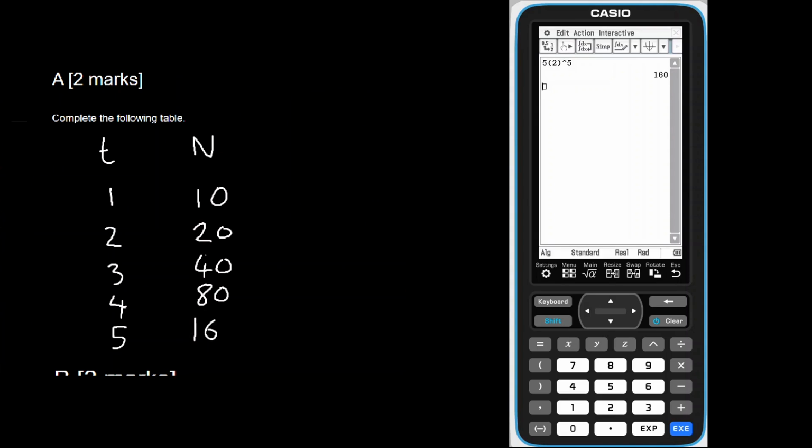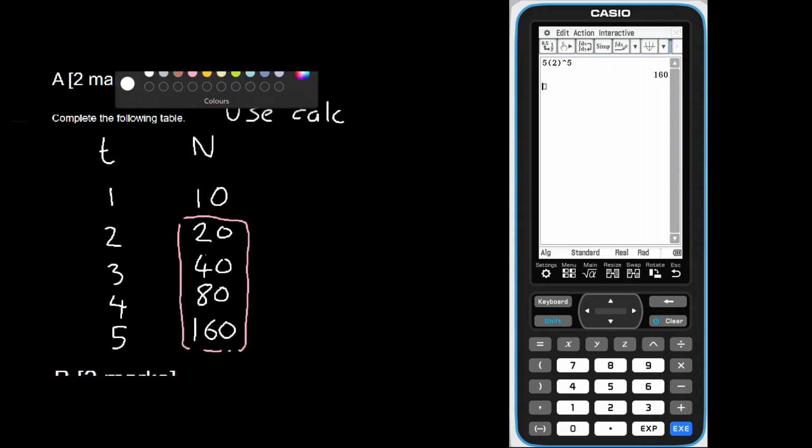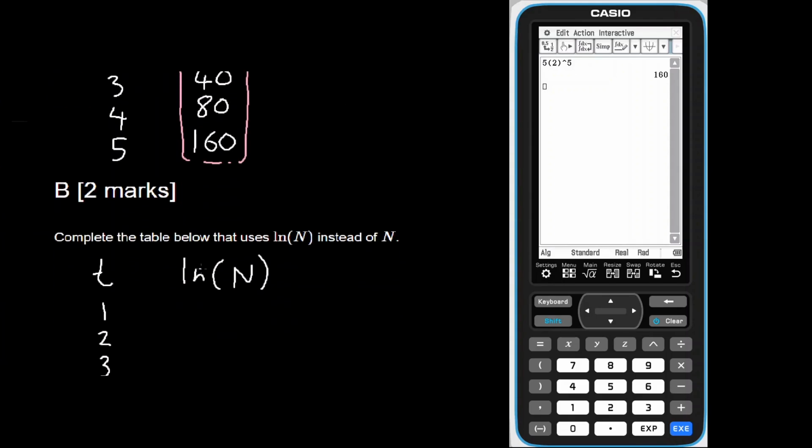Now just let the marker know that you've used calc. Okay, there's 2 marks, probably half a mark for each one of the right answers that you have here. Okay, so now let's go down to the second bit, which says, can you complete this table now?